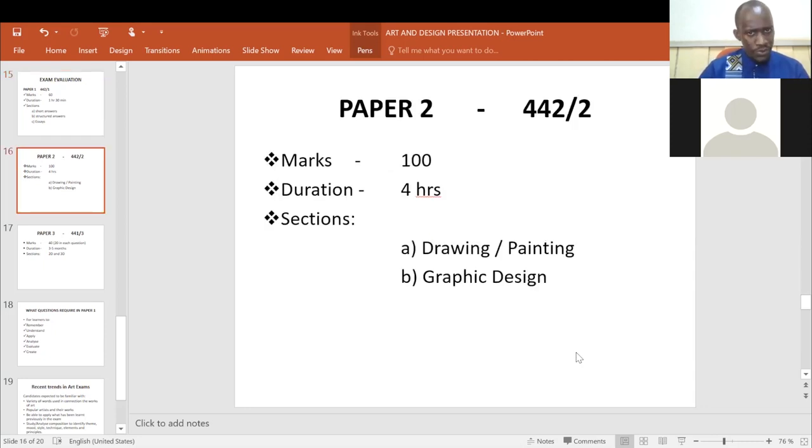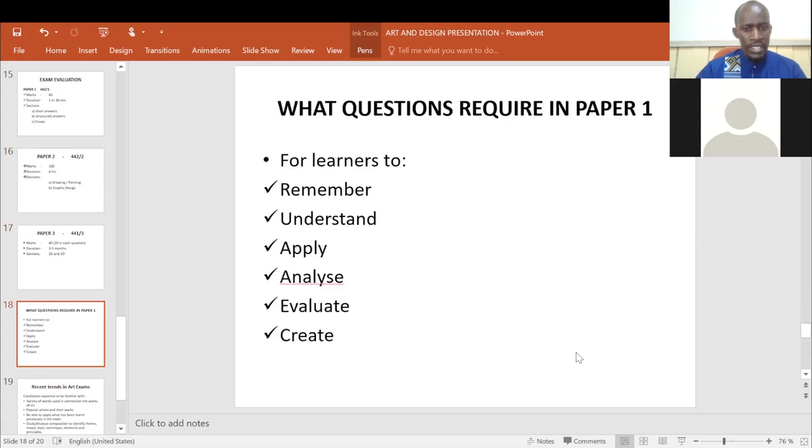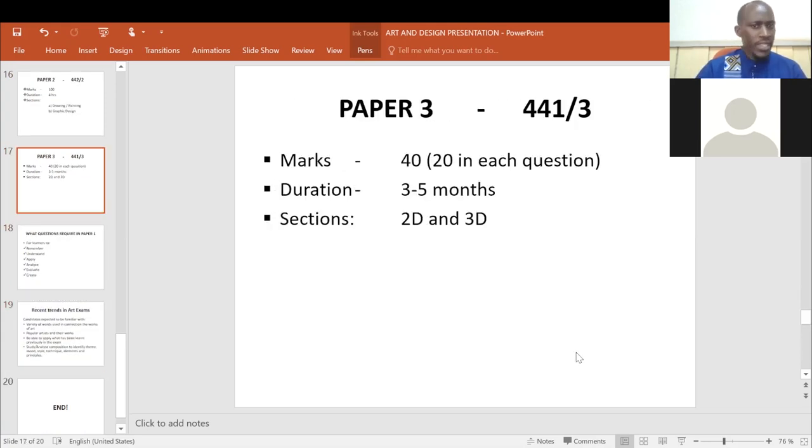Paper two is 100 marks, the duration is 4 hours, and the sections are two. We have Section A, that is drawing and painting, and Section B, though we shall talk about paper two later. Paper three, that is the project, has two sections, the 2D form of art and the 3D. It comprises 40 marks, 20 in each question. That is, you are required to answer two questions, one in 2D and the other in 3D.